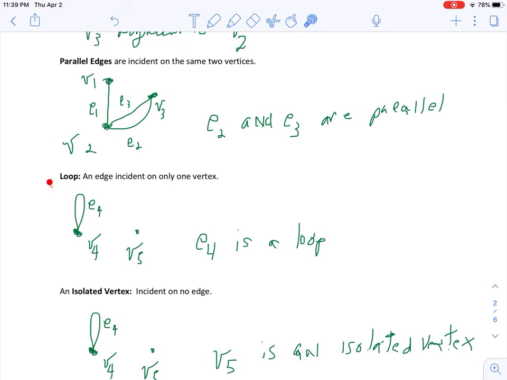What do we mean by a loop? Well, a loop is an edge incident on only one vertex. If I look at this graph right here, I see what? E4 is a loop. Get it? If it's incident on only one vertex, and it's got to begin at a vertex and end at a vertex, then a loop is an edge that begins and ends at the same spot. Looks like a loop.